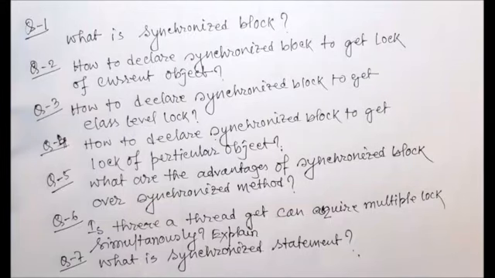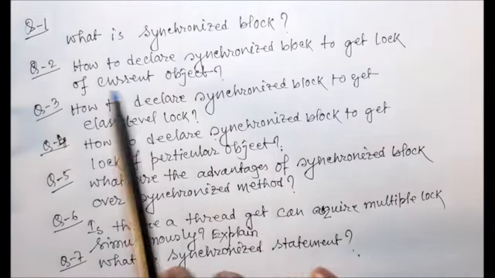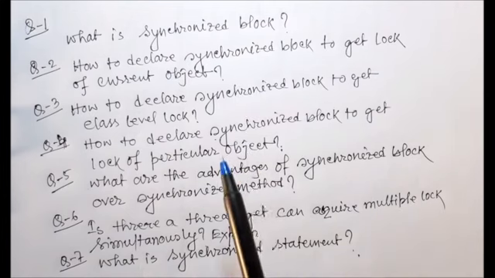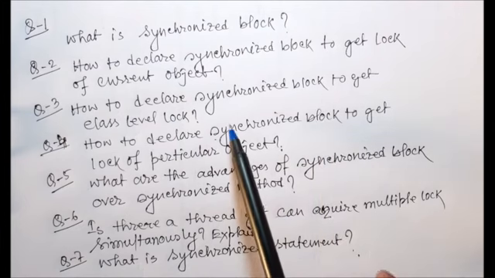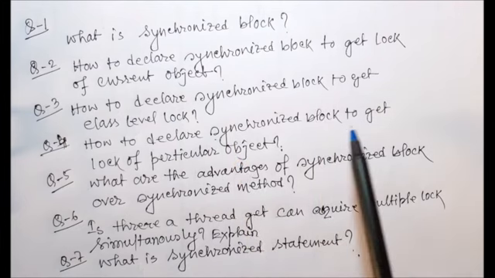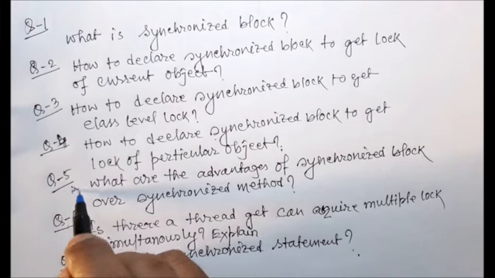Here are some important questions. What is a synchronized block? This is a very important question for your exam. Then, how to declare the synchronized block to get the lock of the current object? You already know that. How to declare the synchronized block to get the class level lock? How to declare the synchronized block to get the lock of a particular object? We have already seen that. What are the advantages of synchronized block over synchronized method? This question is very important.